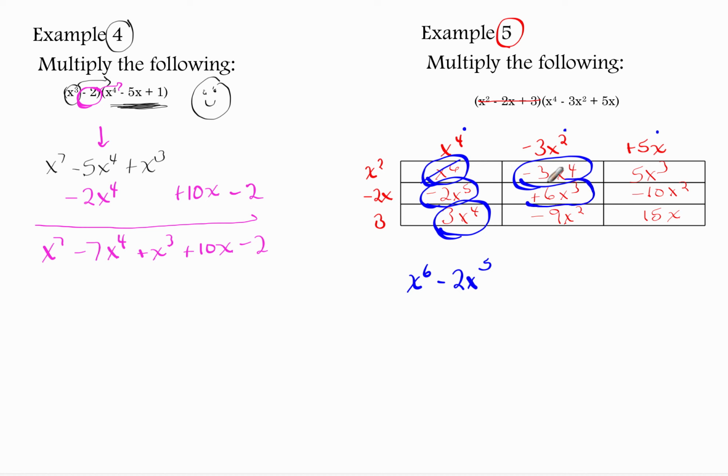All right, x cubes. Do I have any other x cubes? Yes, I do. So that's going to be 11 x cubes. X squareds, we have negative 19 x squareds, and then we have a 15x.